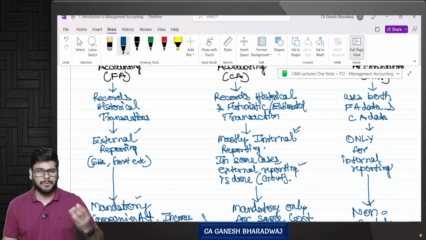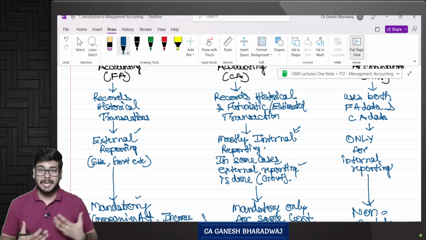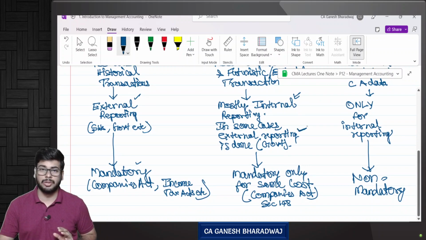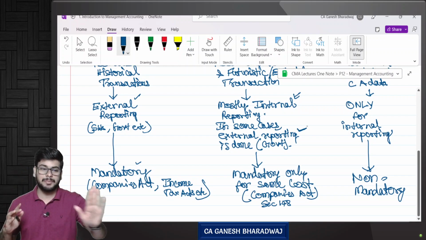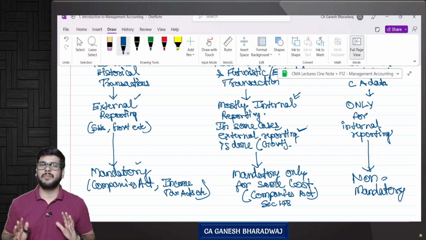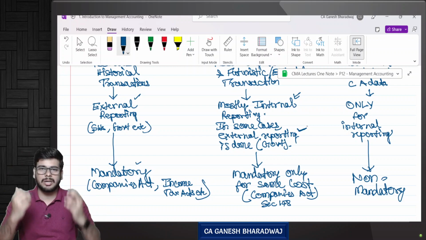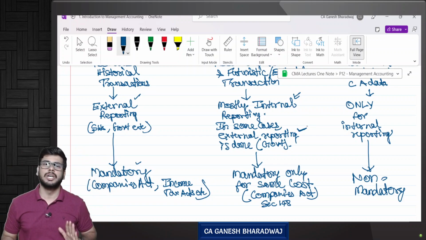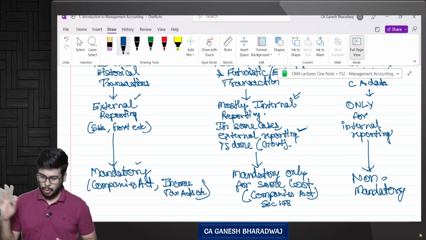Whereas here, and of course in some cases where it is mandatorily required by the government, in those cases alone, the reporting will be done. Apart from the internal team, the government will also be intimated. Whereas in case of management accounting, it is strictly internal, only for internal purpose. Top management alone, the reporting will be made. No reporting will be done to any outsider whatsoever.